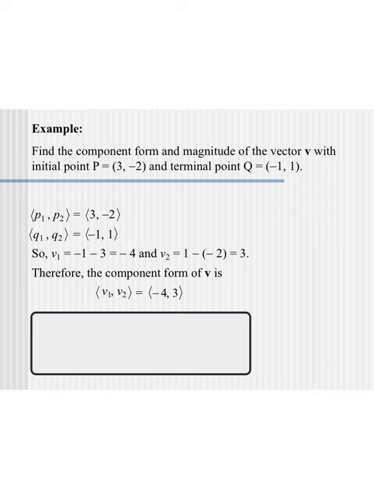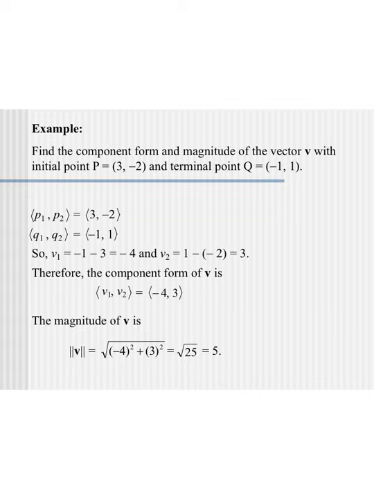And then to go ahead and find our magnitude, if we do the same process, we have again Q1 minus P1, which is negative 4. So I have negative 4 squared, plus Q2 minus P2, which is our 3. That's why I have our 3 squared. And then when I simplify, I end up getting 5 as my magnitude or my length of my vector.